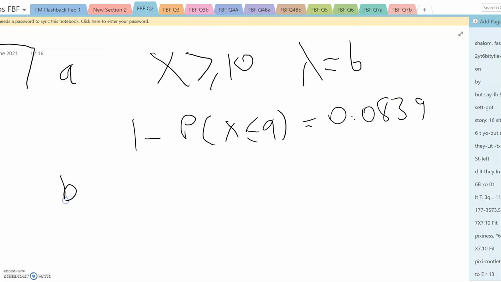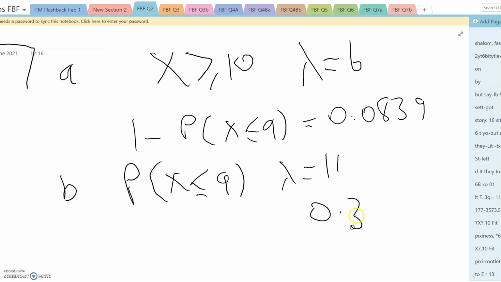Part B. Probability of a type 2 error. This is accepting H0 when it's false. When do we accept H0? When it's in the opposite of the critical region, which is x less than or equal to 9. And we do this when lambda is 11. So we look up lambda is 11, x less than or equal to 9, and that turns out to be 0.3405.